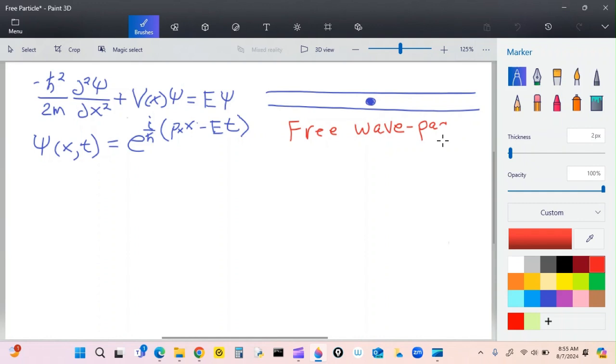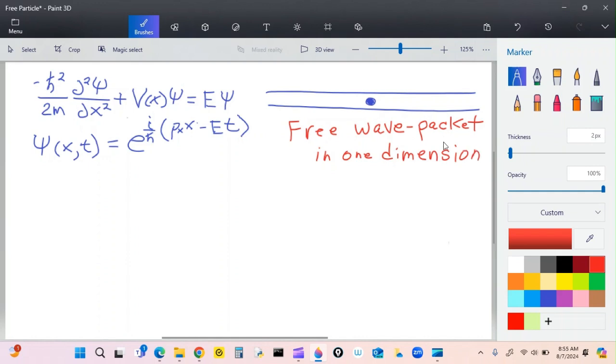A free wave packet means that it has both particle and wave duality. For right now, let's just think of it as an electron, an electron that can only move in the x dimension. Free wave packet in one dimension. And for that, we use the variable x.